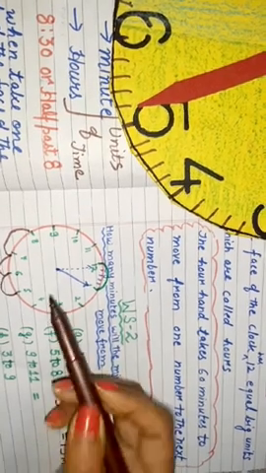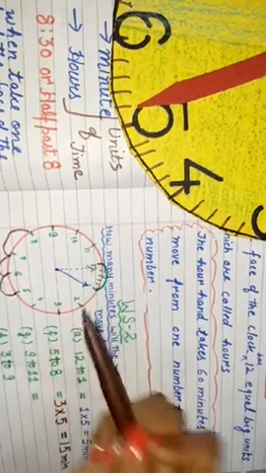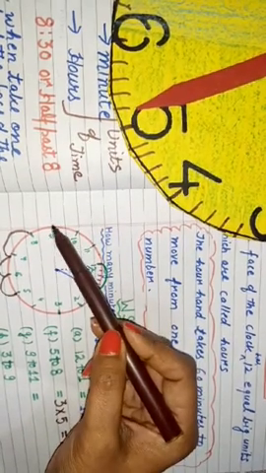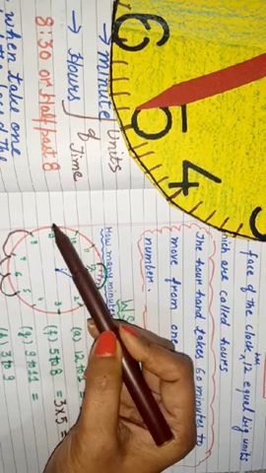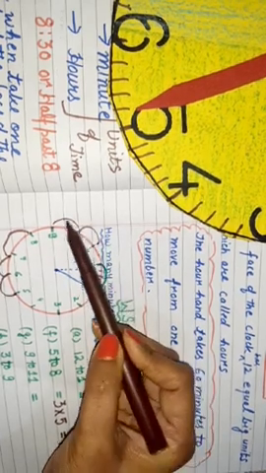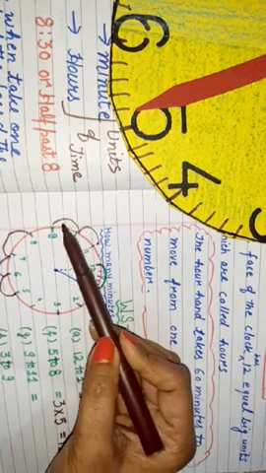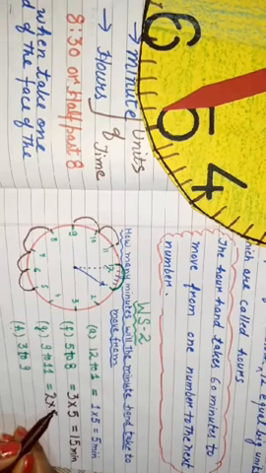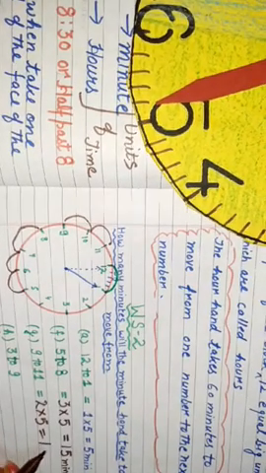Now let us calculate from 9 to 11. From 9 to 11, how many numbers are there? Count. It's your 9, 10 and 11. So there are 2 jumps now. So you will multiply 2 with 5. So it's your 10 minutes.